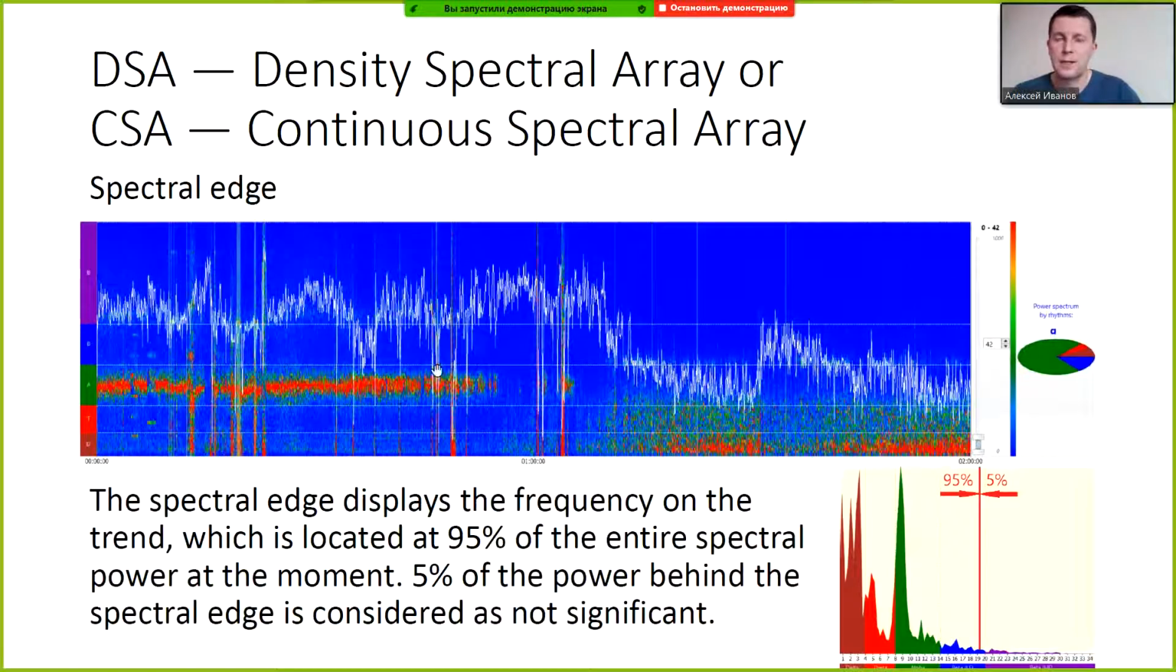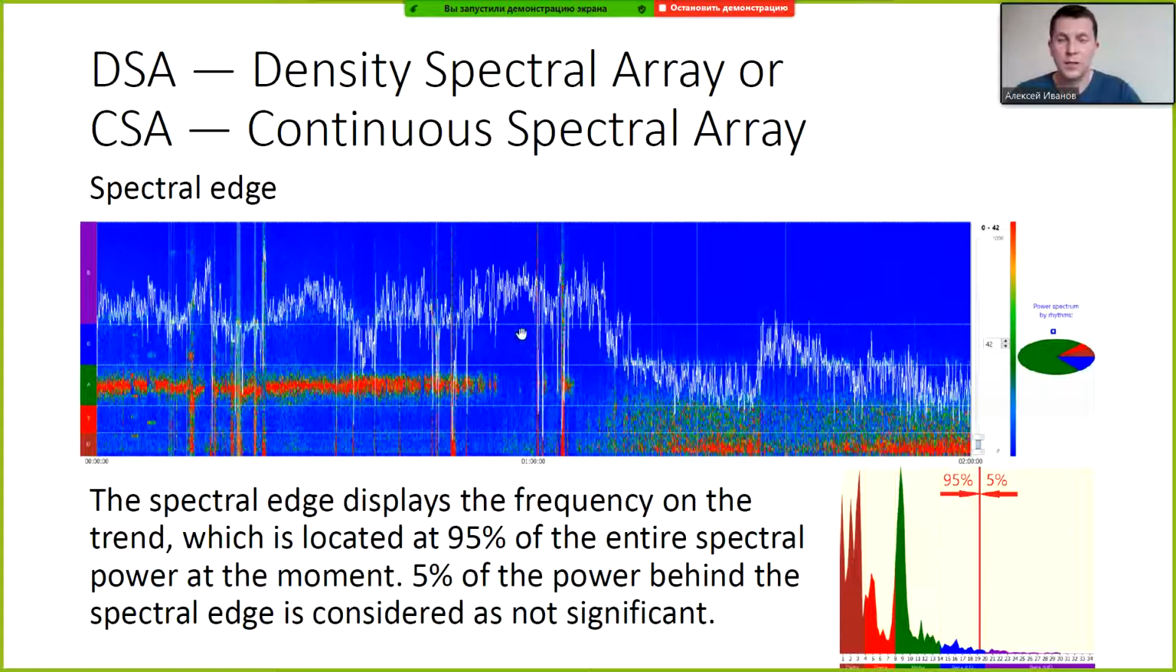Also, we can see on the density spectral array the so-called spectral edge, shown with a white line. Spectral edge is a frequency which divides the spectral graph into two parts, with 95% of the total power spectrum on the left side and only 5% of the total power spectrum on the right side. This part of the spectrum is not significant for analysis. So using spectral edge, we can clearly see where our significant frequencies are located.